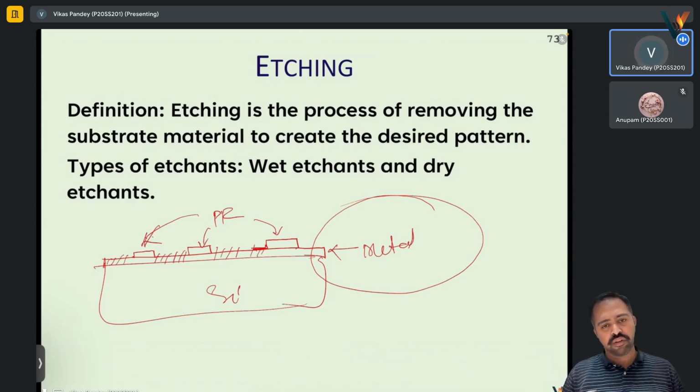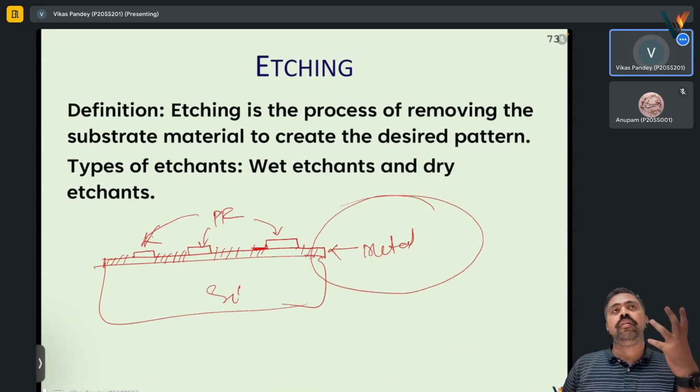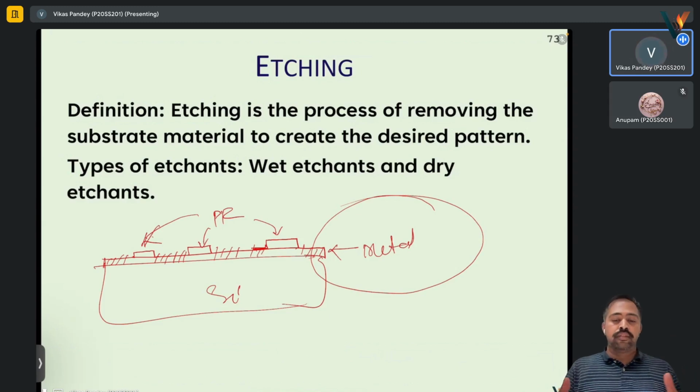And then later on we will remove the PR. So it is just a sacrificial layer. PR is just a sacrificial layer that we are using to pattern. Etching can be done using wet or dry method. Wet is simply where the whole wafer will be put inside the chemical, whereas dry etching is a process which will be done using plasma, as we have covered in week nine or ten.